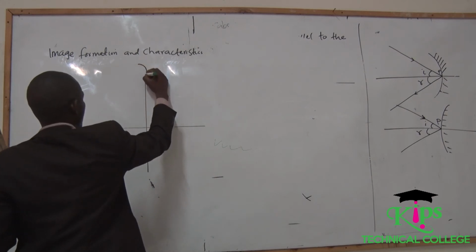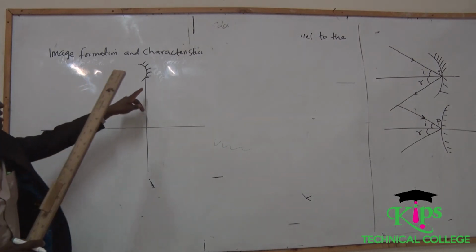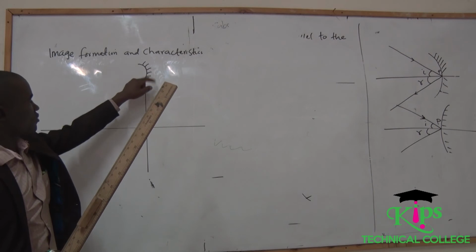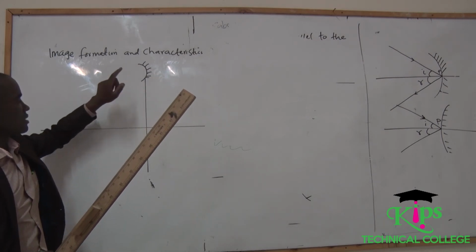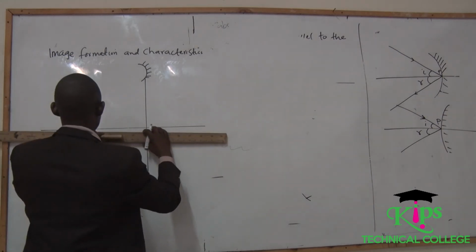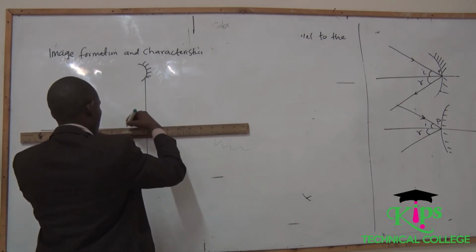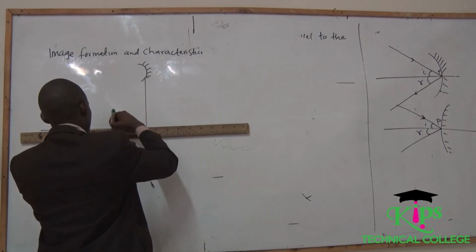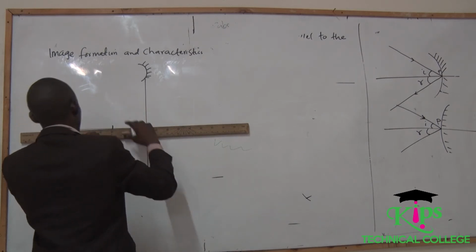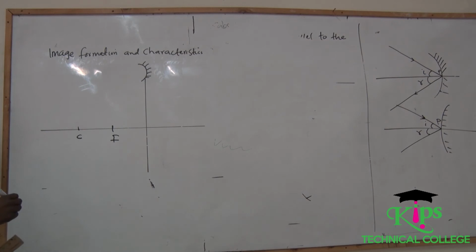you have been given a concave mirror. Whenever you are drawing a concave mirror, you draw a straight line, but above this you have to put a symbol to signify it is a concave mirror. After that, let us take this one to be our focal point. Let this one be our center of curvature. We want to see the image formation if you put your objects in various positions.